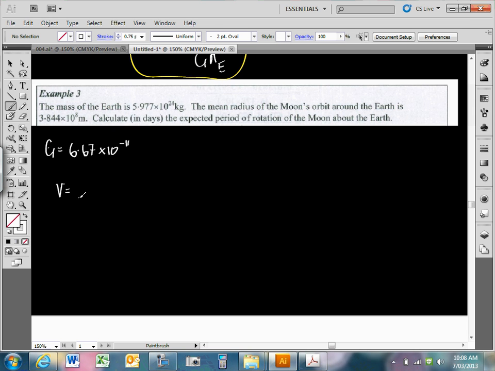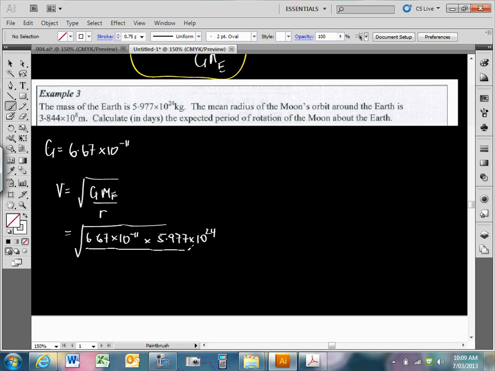B equals, this is one way to do it, there's another way. GME, I'm going to state my formula first, the formula that I'm using on R. It is in seconds, yes, SI units for physics are seconds. 6.67 by 10 to the minus 11 times the mass of the Earth, 5.977 by 10 to the 24 kilograms. Quite massive. On R.